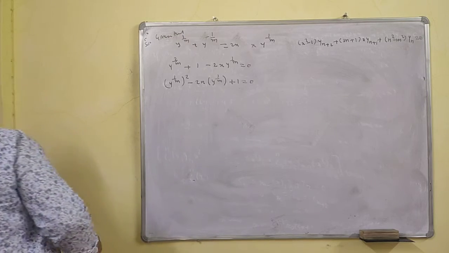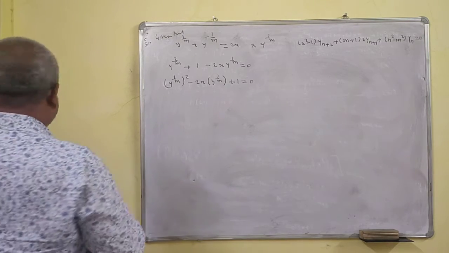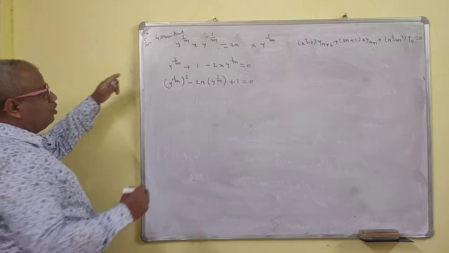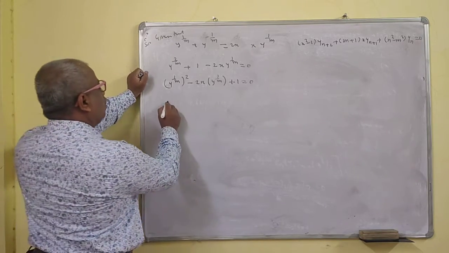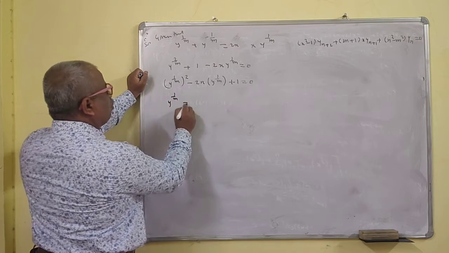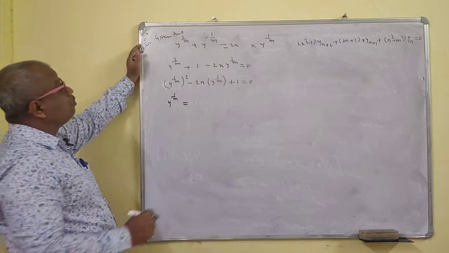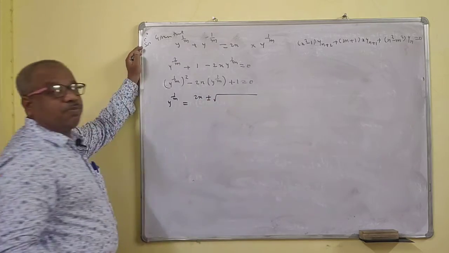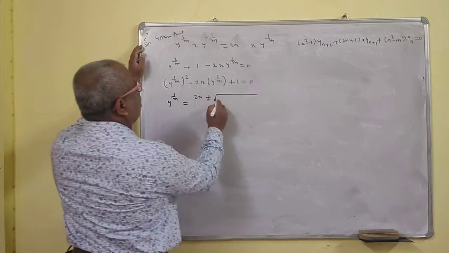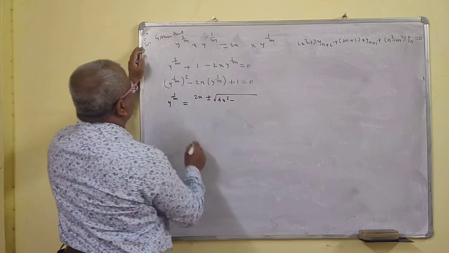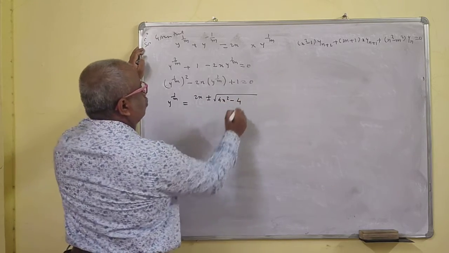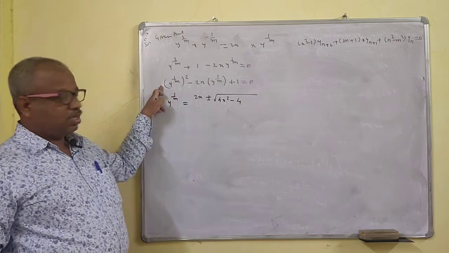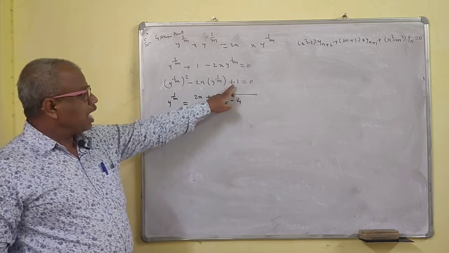Now this is a quadratic equation in y to the power 1 upon m. So we'll write the formula for the root of this one. y to the power 1 upon m is equal to minus b plus or minus root of b square minus 4ac, where b square is 4x square. Your a is 1, b is minus twice x, and c is 1.